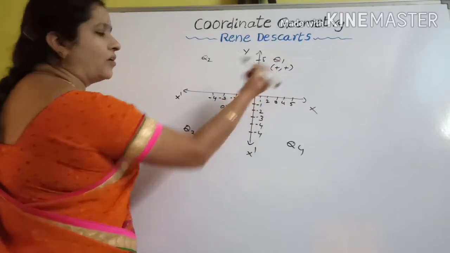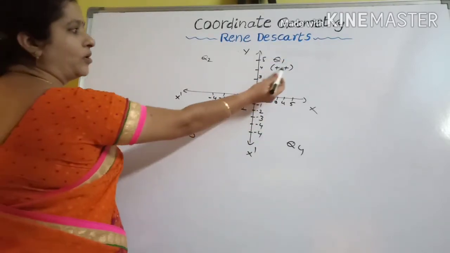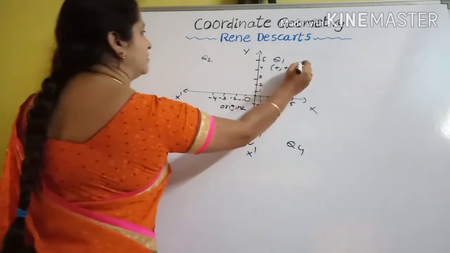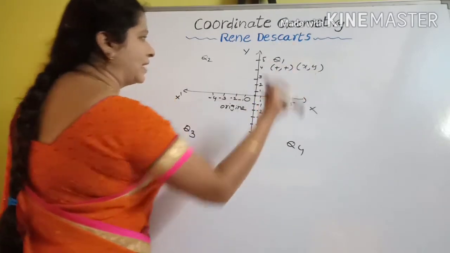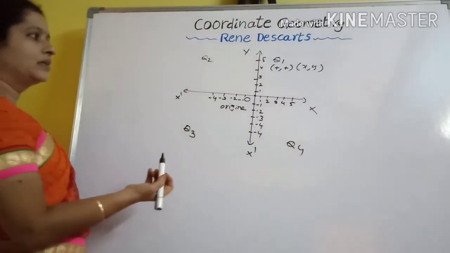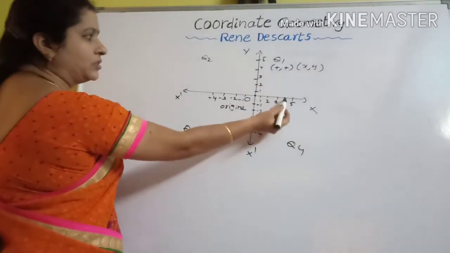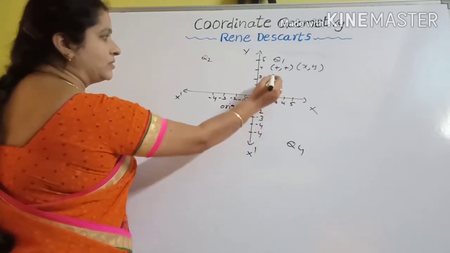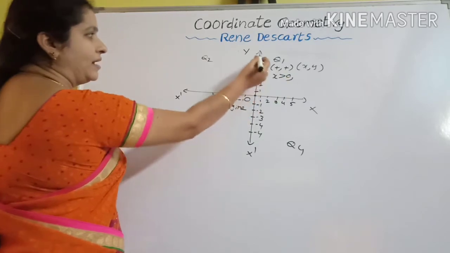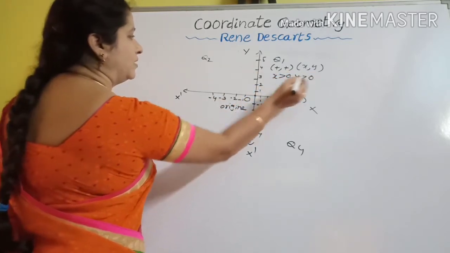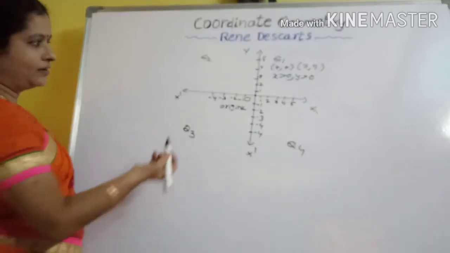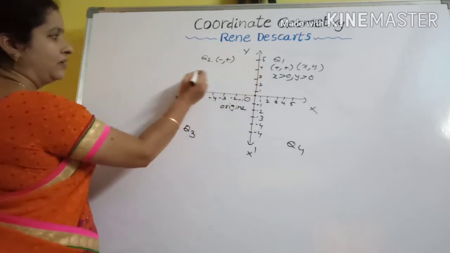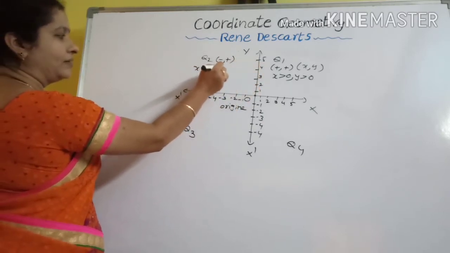Here in this quadrant 1, all points are positive only. The first value is the x coordinate, the second one is the y coordinate. So the point or ordered pair is x comma y. What is the position of the points in this quadrant? All plus, meaning x values greater than 0, y values also greater than 0. In the second quadrant Q2, x values are negative, y values positive, so x less than 0 and y greater than 0.